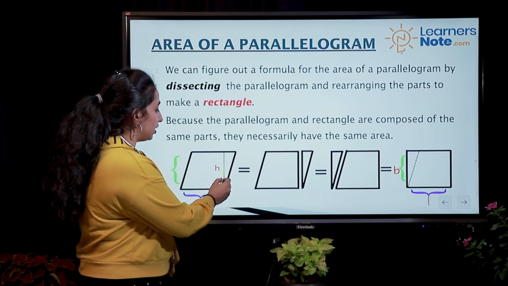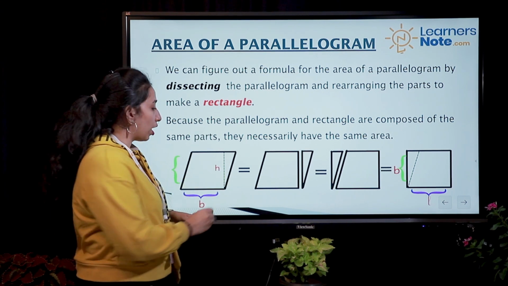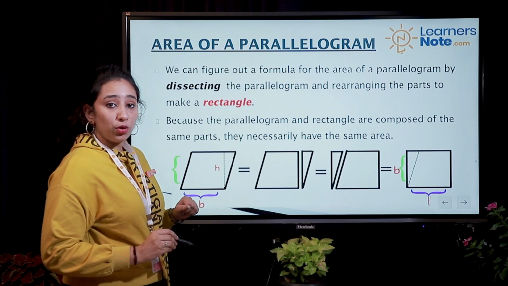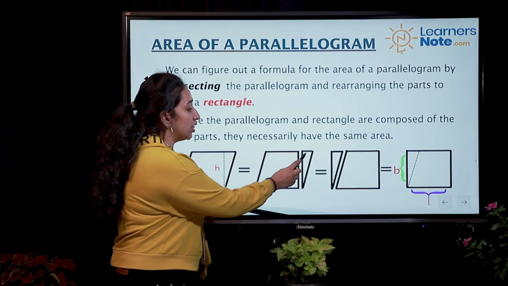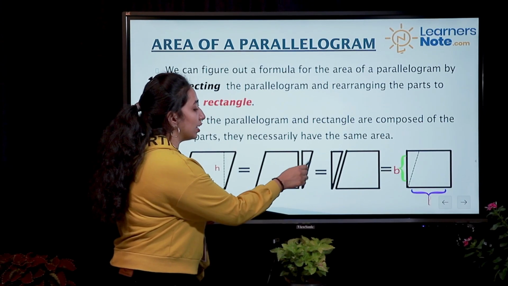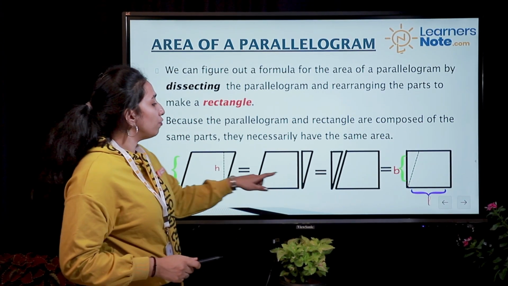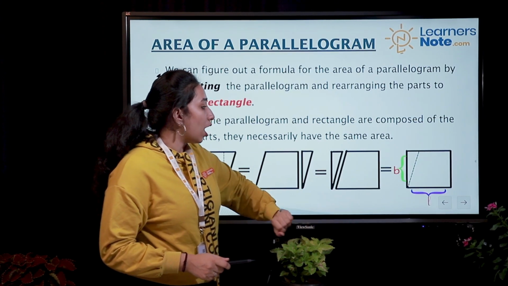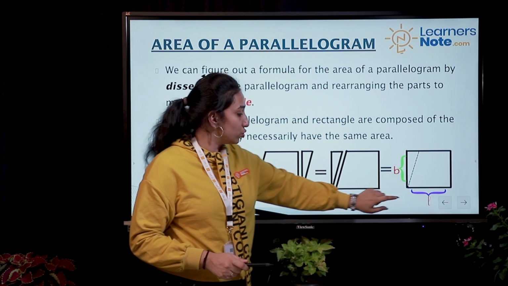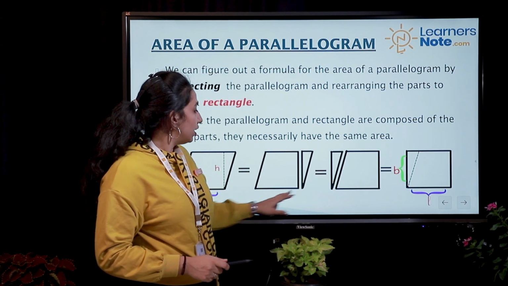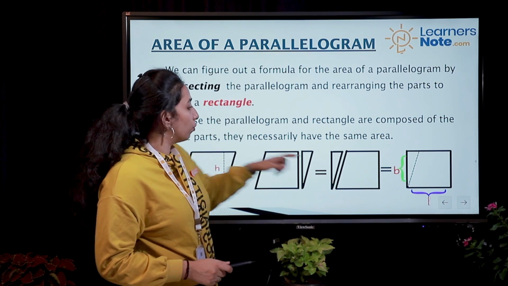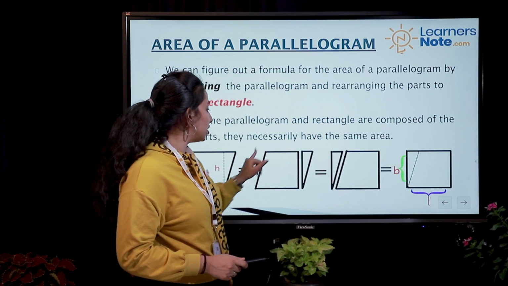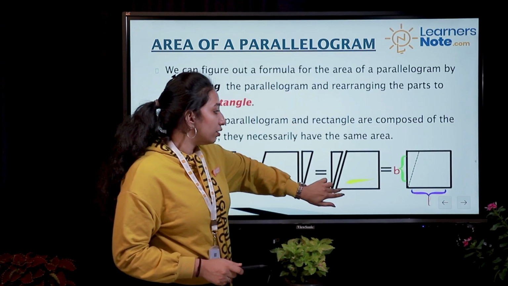I hope you can see this. We cut the parallelogram along its edge, along its height, like this. When you cut it, we get something like this, and this piece gets separated. Now we take this piece and arrange it in such a way that you get a rectangle. Take this piece, bring it to this side and flip it over. This is the missing piece on this side.